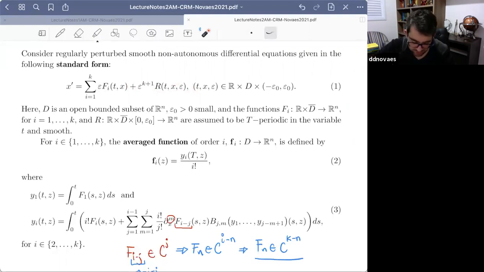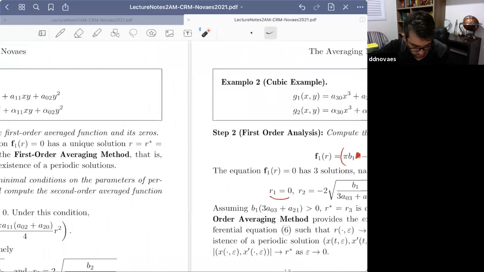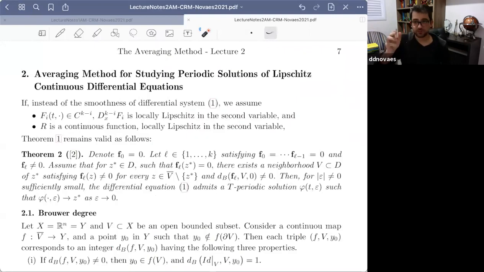Okay, so the result that I'm going to show is that the average functions that we have defined by the formula can still be used to provide information about the bifurcation of periodic solutions in this context. So again, denote f_0 equals 0 and let L be the index of the first non-vanishing averaged function, that can be computed without any problem in this context.